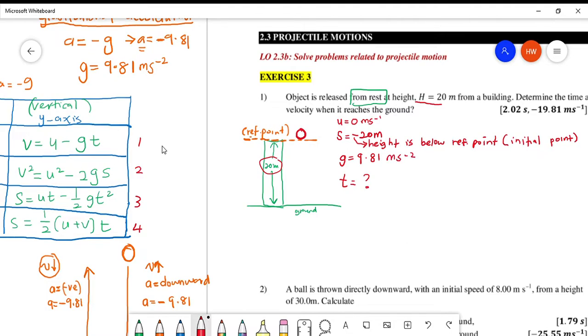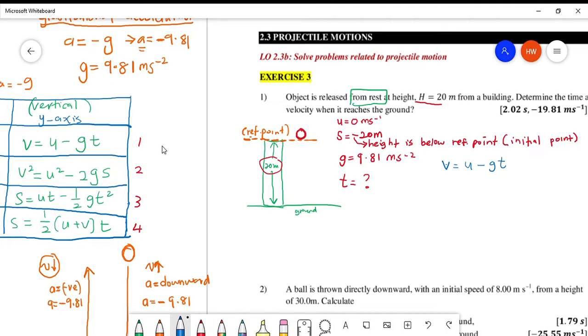Number 1. Okay, let's see. Let's try number 1 sama-sama. So nombor 1, V equals to U minus GT. Alright, so kita nak tahu dia punya time dulu. So, boleh ke? Tak ada V kan? Okay, kita tak ada V. And kita nak cari time.